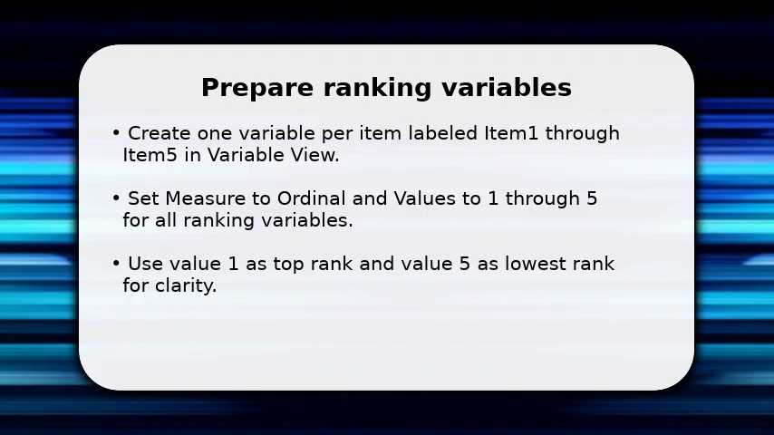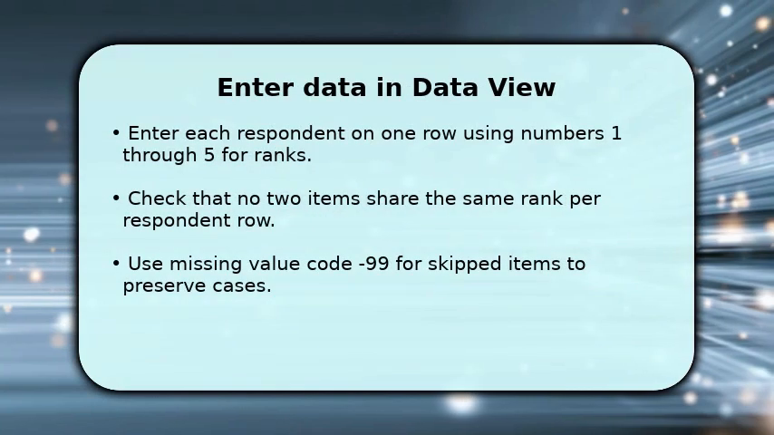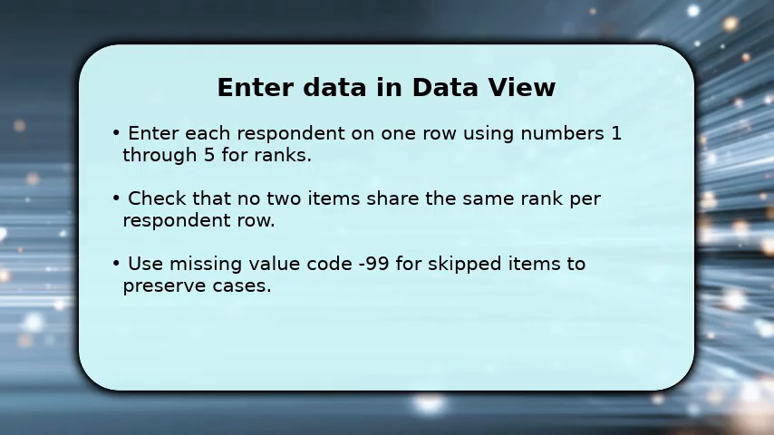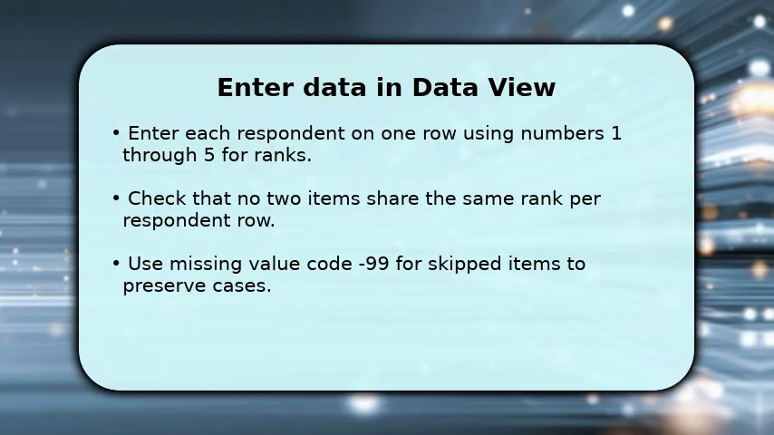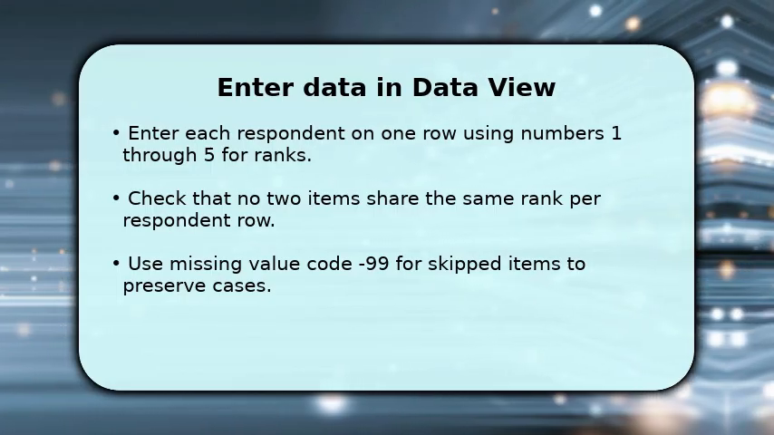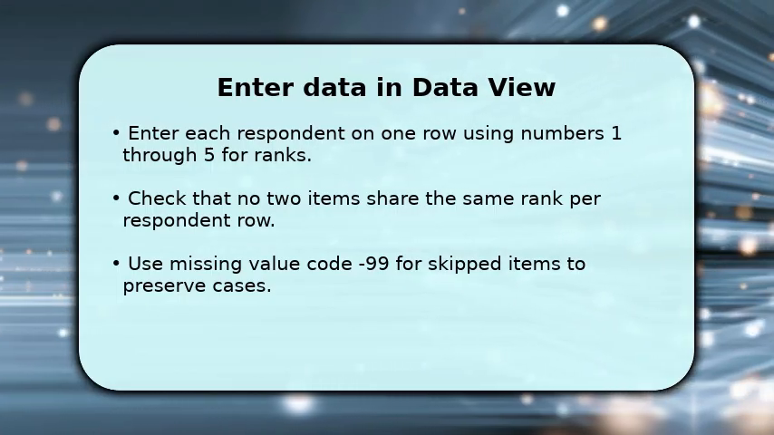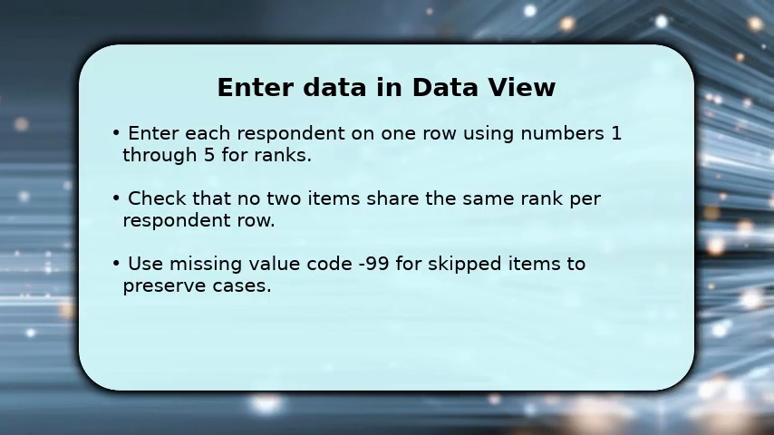Enter each respondent on one row using numbers 1 through 5 for item ranks. Ensure each column corresponds to the appropriate Item 1 through Item 5 variable you created. Check that no two items share the same rank in a respondent row to avoid data errors.